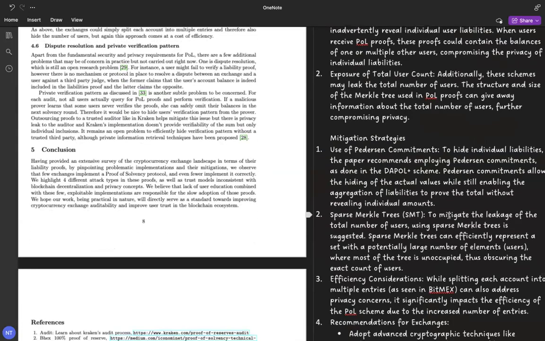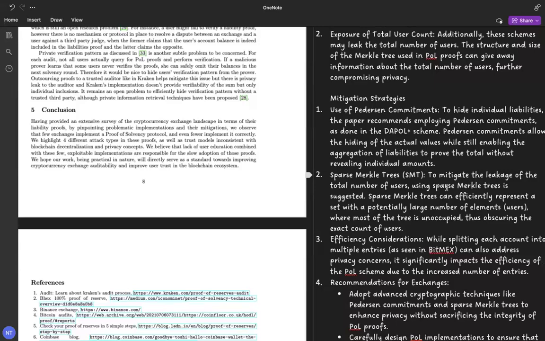They propose a number of commitments for various purposes. They don't go into a lot of detail on how exactly it's done. But for example, to hide the individual balances and liabilities, they want to use a cryptographic commitment, like a Pedersen commitment, to hide that. The other two schemes that I mentioned, the DAPOL distributed auditing proof of liability scheme, kind of uses this, and Camacho also uses Pedersen commitments.